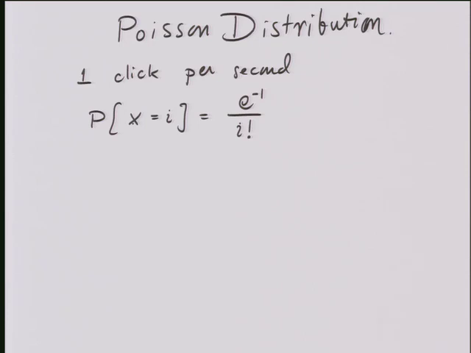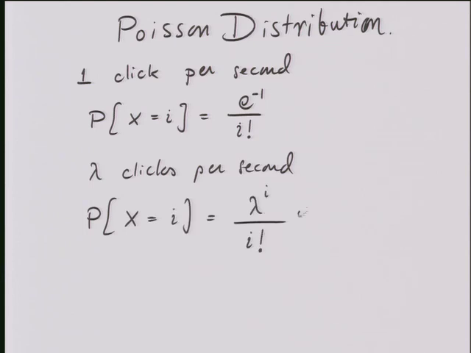Now, what I told you is only part of the story. In general, it's not going to be 1 click per second. The number of clicks per second is going to be some observed rate at which you're seeing radioactive decay. So let's say that you have lambda clicks per second on average. Then the probability that X equals i will be lambda to the i divided by i factorial times e to the minus lambda.